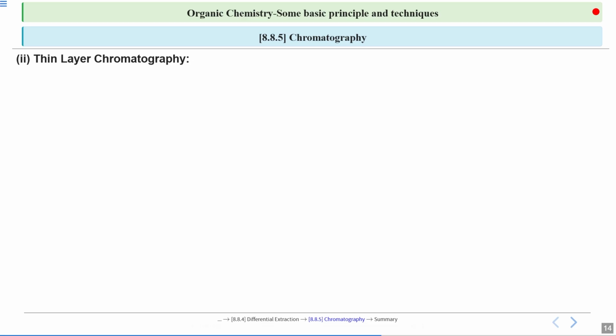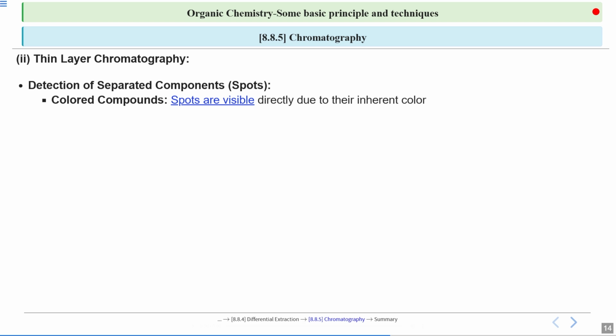Moving on to the next one, we have thin layer chromatography. It is used for the detection of separated components, which are known as spots. How do we do it? If the compound is a colored compound, suppose you got different spots and those compounds are colored. In that case, your spots are visible directly due to the inherent color. But there can be a case where you will notice no spots on the TLC paper.